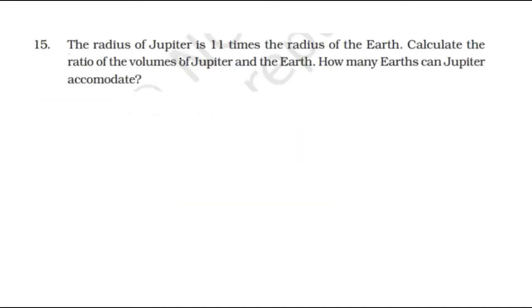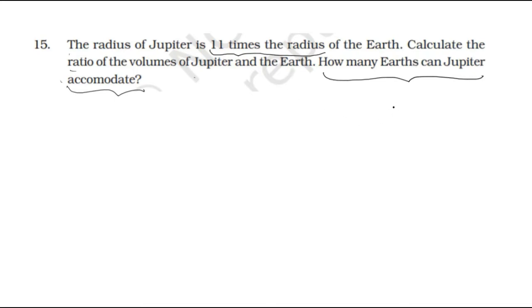The radius of Jupiter is 11 times the radius of the Earth. Calculate the ratio of the volumes of Jupiter and the Earth. How many Earths can Jupiter accommodate? Right, here what we have to find out is how many Earths we can put in Jupiter, and what is the ratio of volume of Jupiter to the volume of Earth.